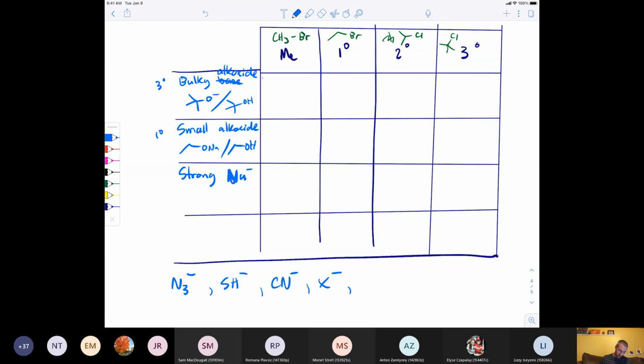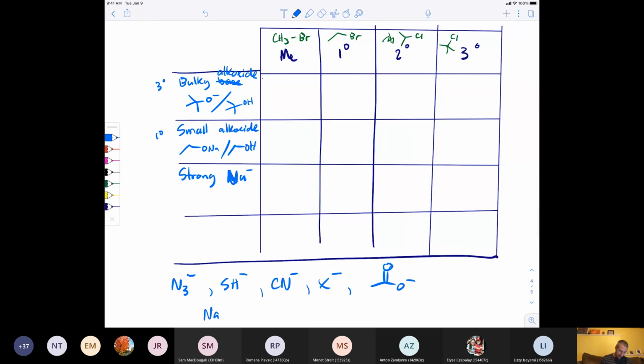Anything else that we used as strong nucleophiles? Basically, if it's got a negative charge and it's not an alkoxide, it will be under the strong nucleophile category. When you draw the conditions for these, they typically also have a counter ion. So you might see something like NaN3 or NaSH or KCN or NaCl. Those are all strong nucleophiles.